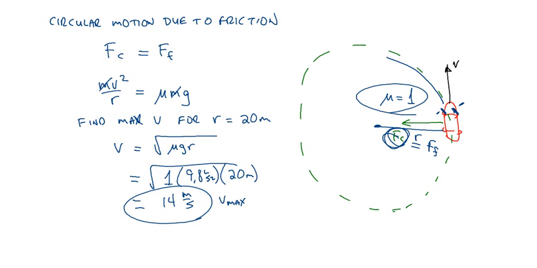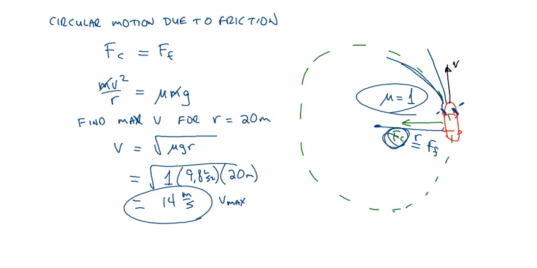If I go faster than that, then I won't have enough friction, and my car won't stay on the path here. It will drift off to the outside of the circle. And so anything moving in a circle, look for that. I see it moving in a circle. Where am I getting that from?